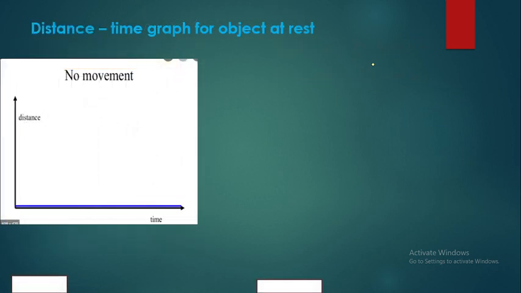Next, when an object is at rest, there is no movement by the object, so the distance time graph is a straight line on the time axis. This graph represents the object at rest.